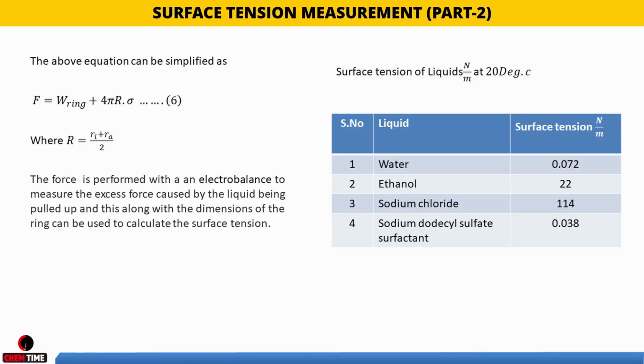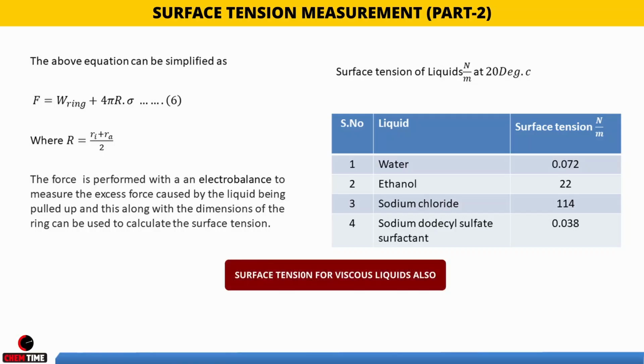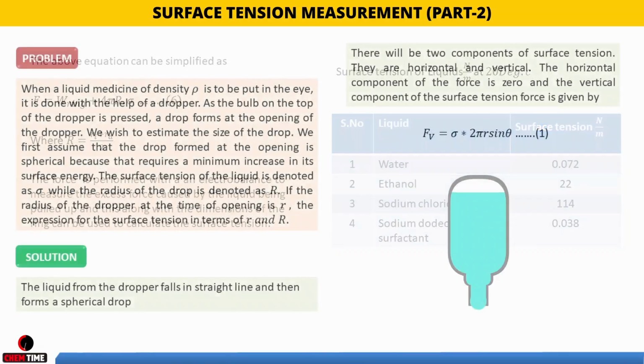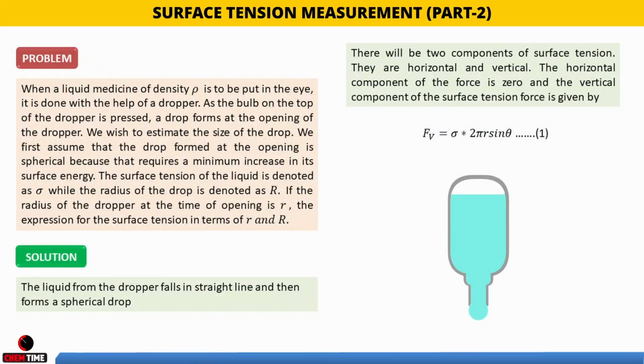The advantage with the platinum ring method is it can be used for determination of surface tension even for viscous liquids. But the drawback for this particular method is it requires a pool of liquid for measurement of either surface tension or interfacial tension. Now, coming to one IIT problem that is related to determination of surface tension of an eye drop.